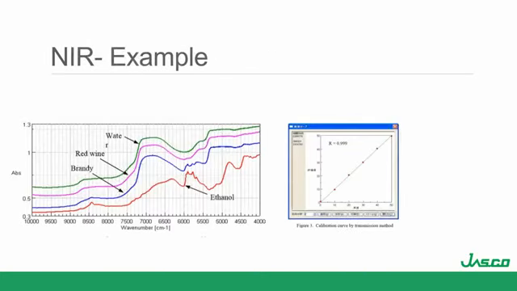So this is an example. Here's ethanol, and you can see it in the brandy and a little bit in the red wine, none in the water. You can see these are very broad features. It's not as sharply defined as you get with IR. That's why you need a lot of samples. This is an example of a calibration curve from this data using transmission. And you can see there's a very good correlation here.